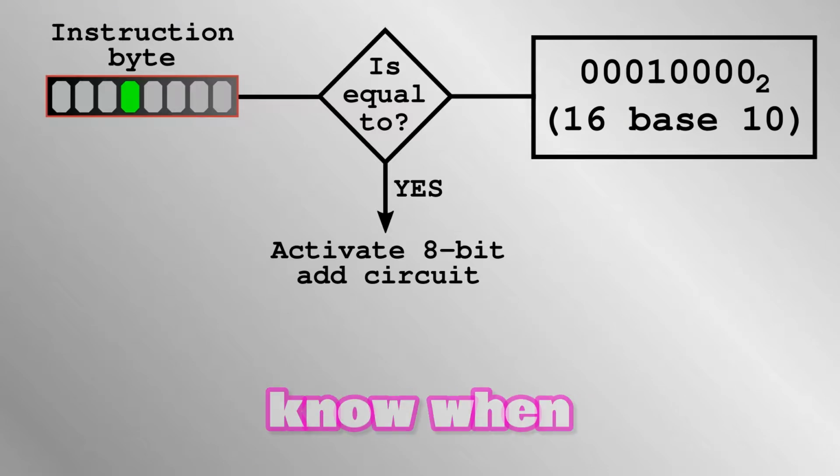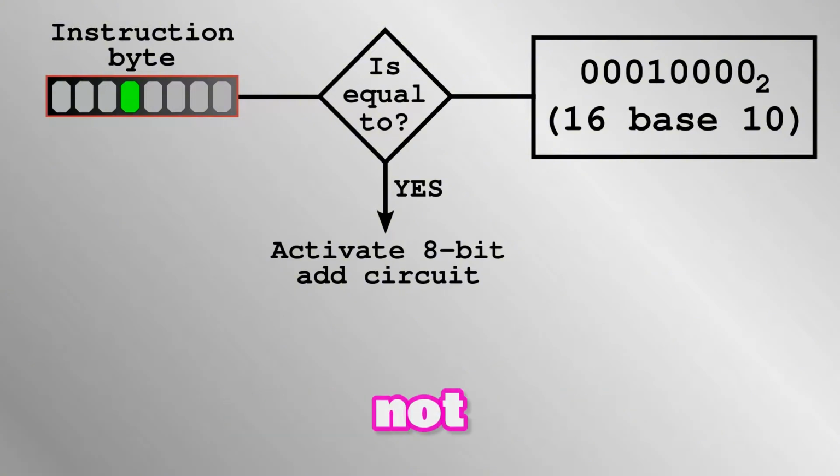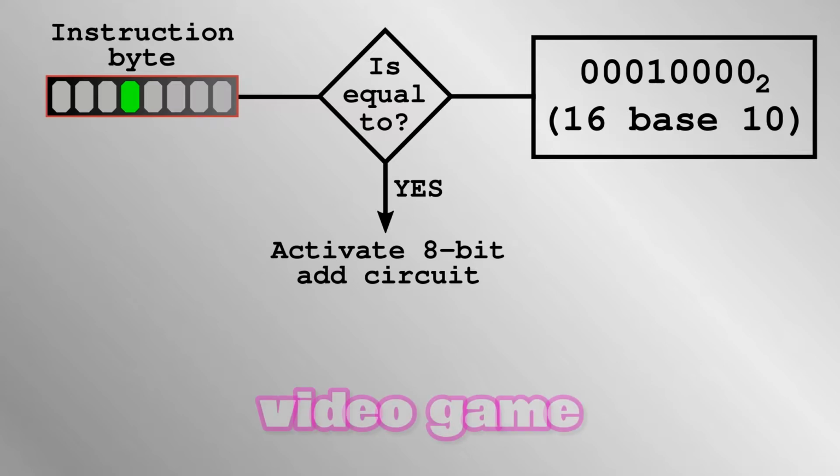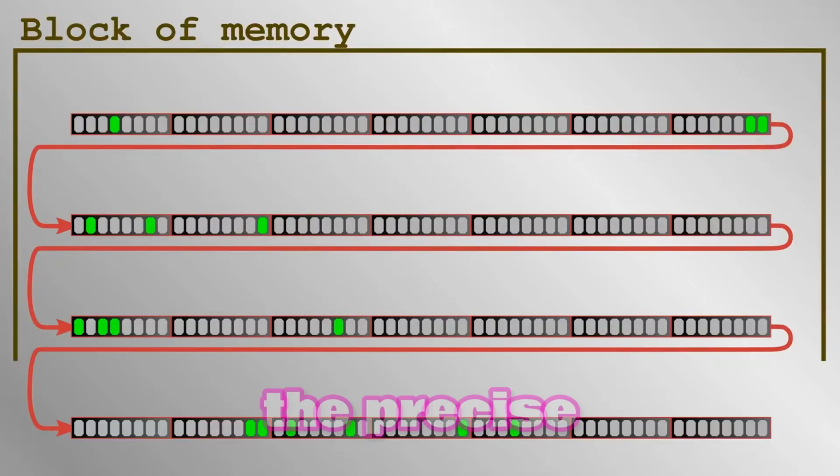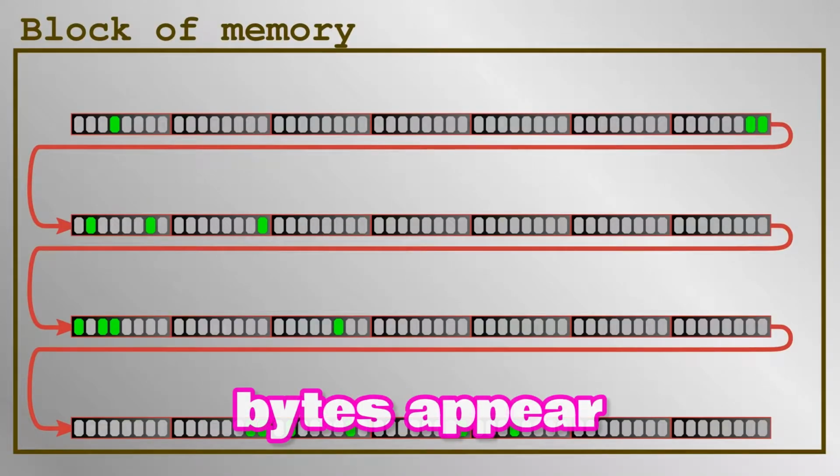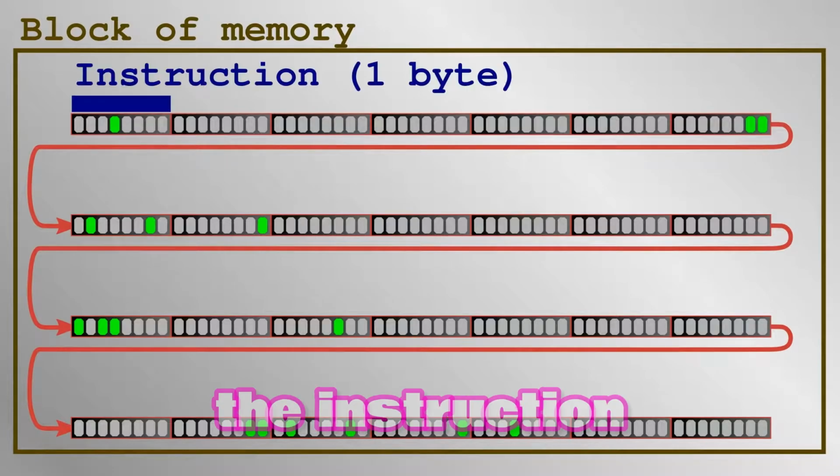How does the computer know when a byte is an instruction or not? 16 might be the instruction to add, or it might be the number of coins in a video game. Well, everything has to do with the precise order in which the bytes appear in memory. First comes the instruction byte.